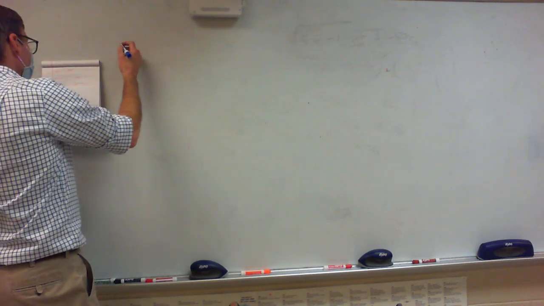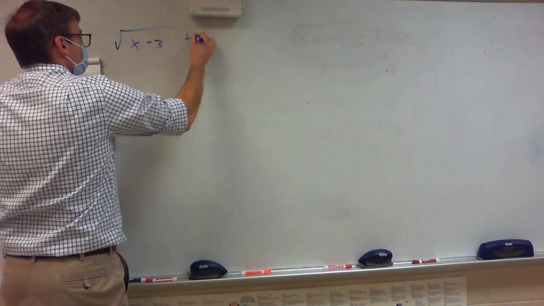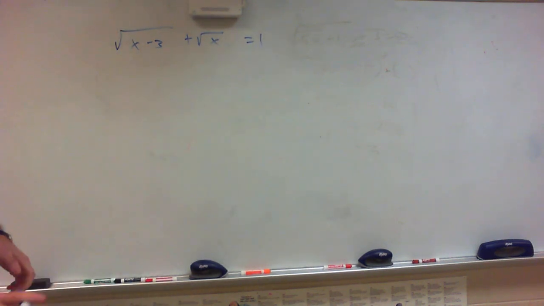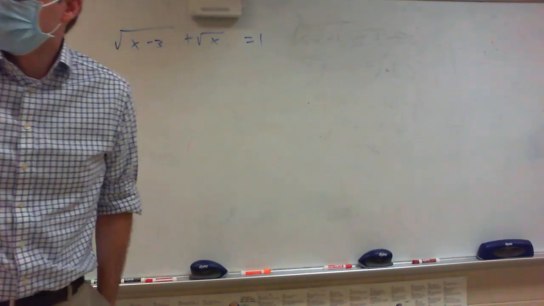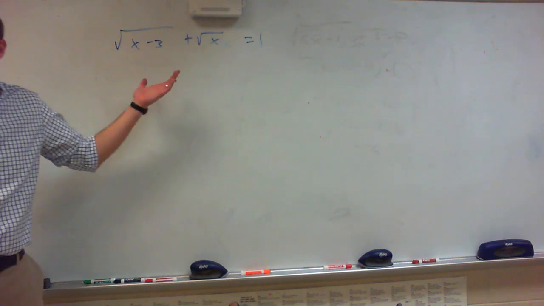So what if I give you the square root of x minus 3 plus the square root of x equals 1? Pause. I think I'm going to hit pause. Okay, I think most people have got an answer. So this kind of works the same way as the other one, doesn't it?